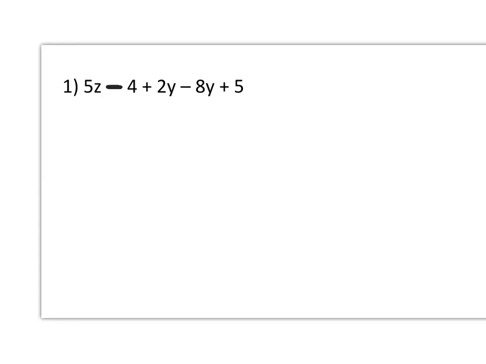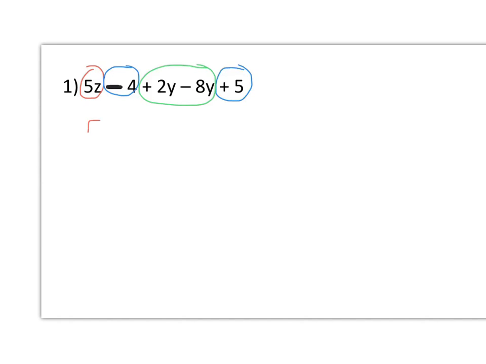Okay, let's get started. So in number 1, I'm going to have to combine like terms. Like terms have the same variable and the same exponent. So let's start with this 5z. I notice that nothing else has z, so I'll move on to this -4. I know that that is a constant and it goes with a +5. And finally I have +2y take away 8y, which are like terms, right in the center.